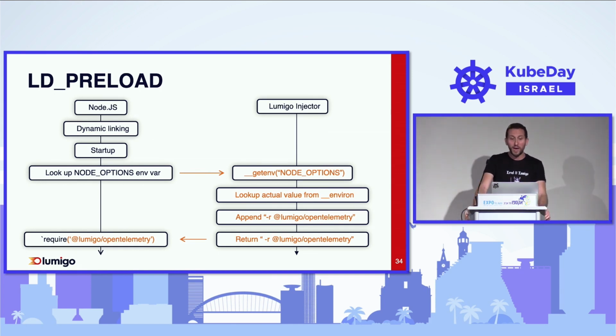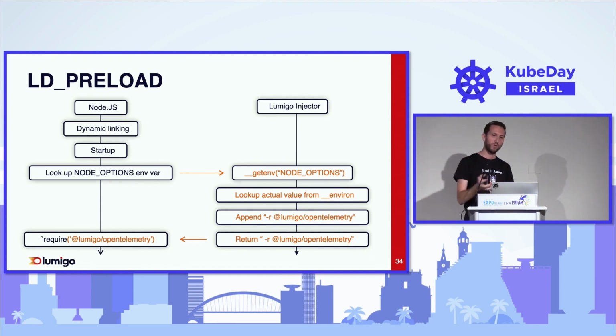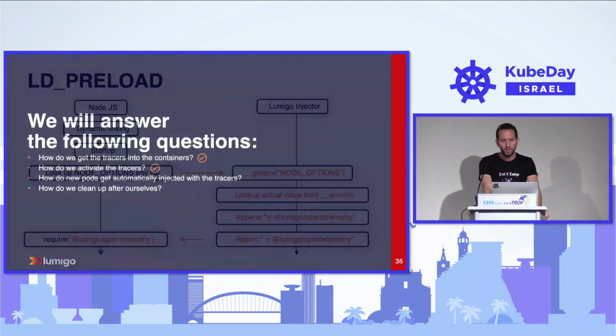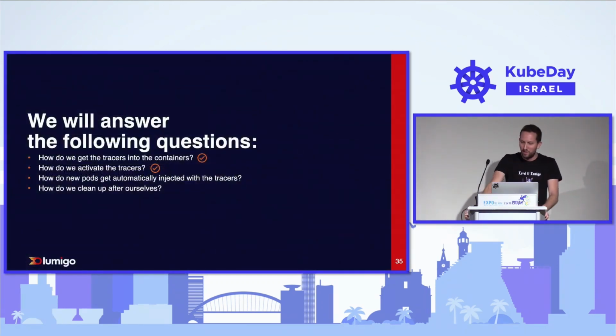Now, keep in mind, if the Lumigo injector gets a call to getEnv with any other envar that we don't care about, it just gets the actual value and passes it along, right? So it doesn't do anything to it. But if and when it gets node options, Python path, etc., something we care about and need to alter in order to load our tracers, then we append the value and return it to the process. OK, so this is how we activate the tracers.